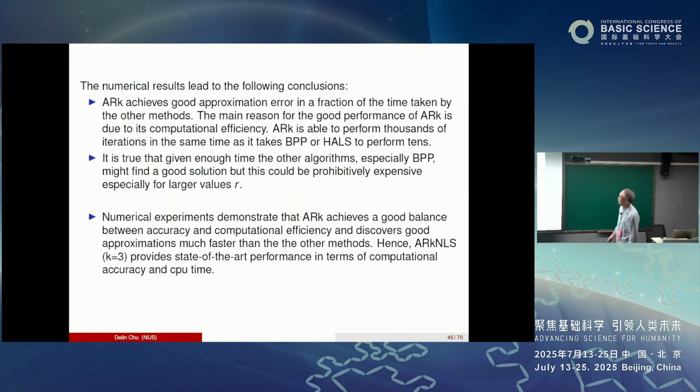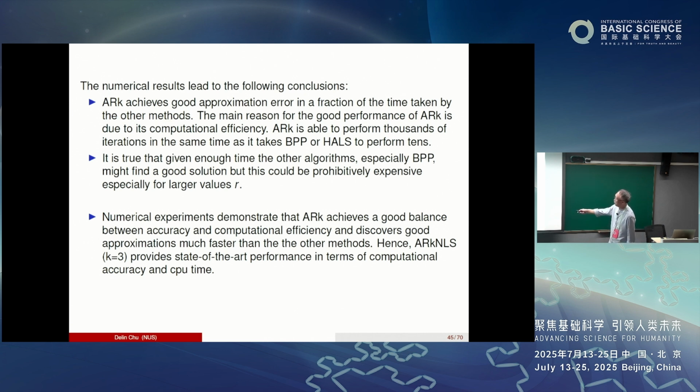Our numeric example leads to some observations. For example, the new method achieves good approximation error in a fraction of the time taken by other methods. The main reason for the good performance of the new method is computation efficiency. In particular, the new method is able to perform thousands of iterations in the same time as it takes the BPP or HALS method to perform tens. This is why the new method performs very well.